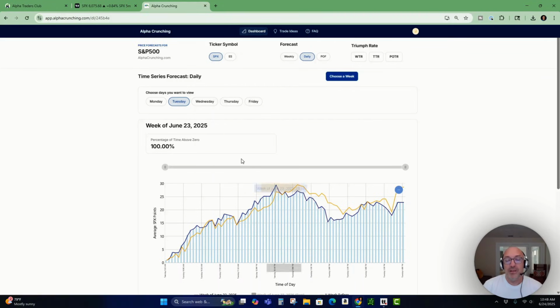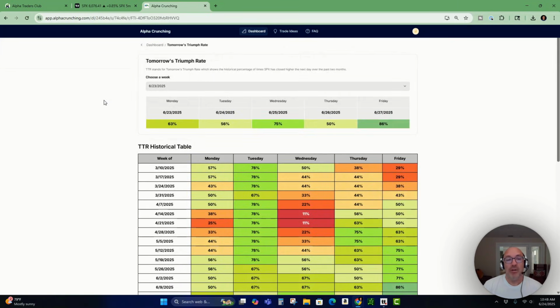So this trade was a recommendation from Alpha Crunching, which is an analytics site that I personally have created, and I'm the one who runs this, just so everyone knows. And this was based off tomorrow's triumph rate. This is a real simple statistic that tells us the percentage of times the market tends to close higher the following day. So we just kind of keep track of that.